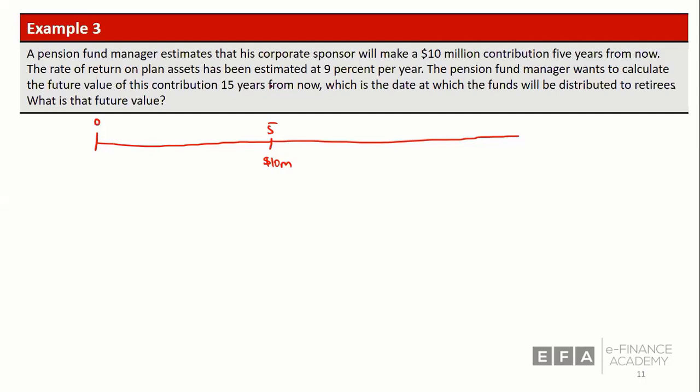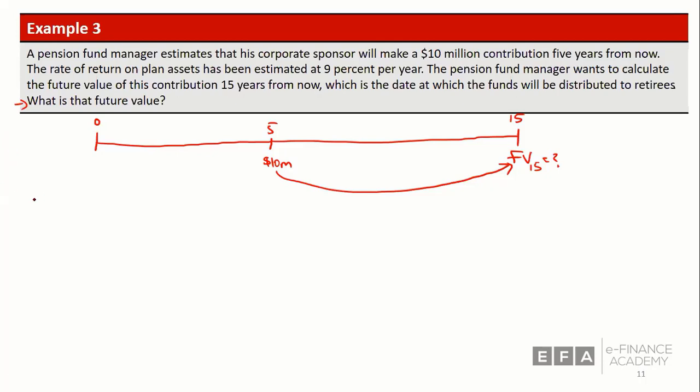The pension fund manager wants to calculate the future value of this contribution 15 years from now. So this is time 0, which is time now. 15 years from now, right here. And we want to find what will the future value be. That exactly is the question. Now, notice, is our money being invested for 15 years or 10 years? The contribution comes at time 5, and this is when the fund actually makes the investment. Therefore, the money would actually grow only for 10 years. Hence, our N in this case would be the number of investable periods, which is 10.